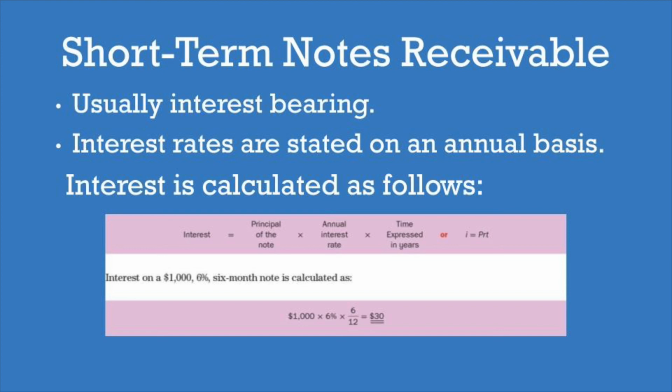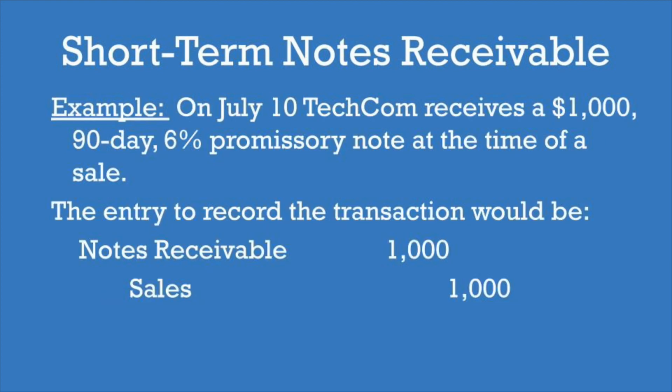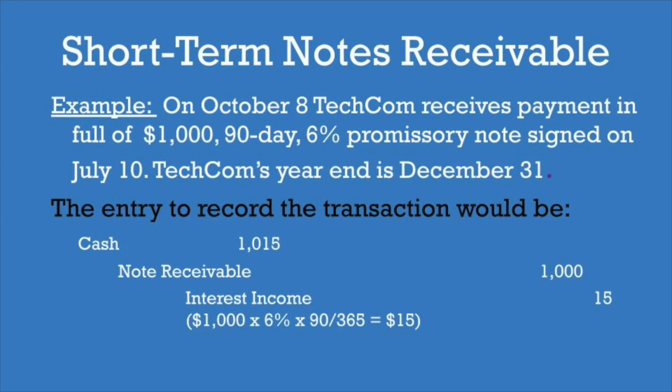So, in this particular example, we have a principal, or an outstanding amount, of $1,000. It's 6% interest, and it's for 6 months. So we take 1,000, multiply by 6%, multiply by 6/12, and that will give you an amount of interest of $30. Journalize this transaction. Say, for example, that on July 10th, Techcom receives a $1,000, 90-day, 6% promissory note at the time of sale. The simple entry is notes receivable debit, $1,000, sales credit, $1,000. So someone is actually guaranteeing that they're going to pay $1,000, hence notes receivable.